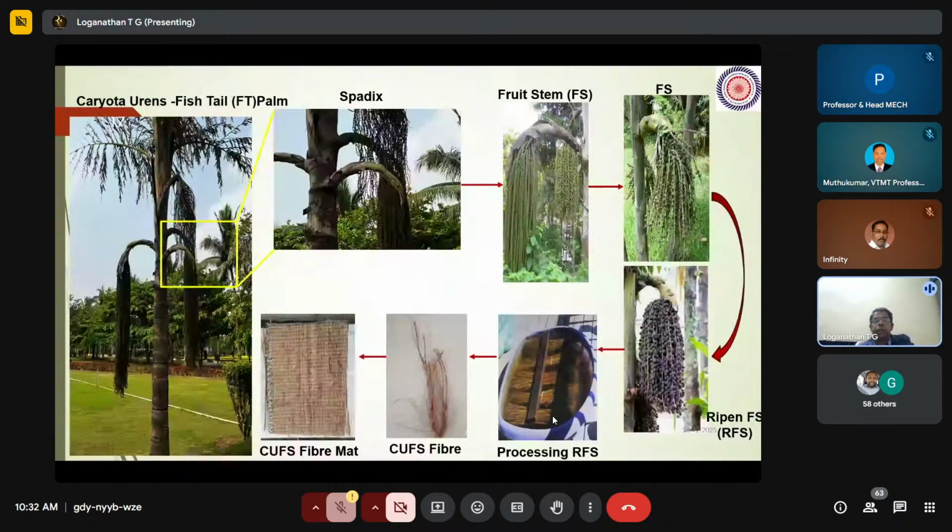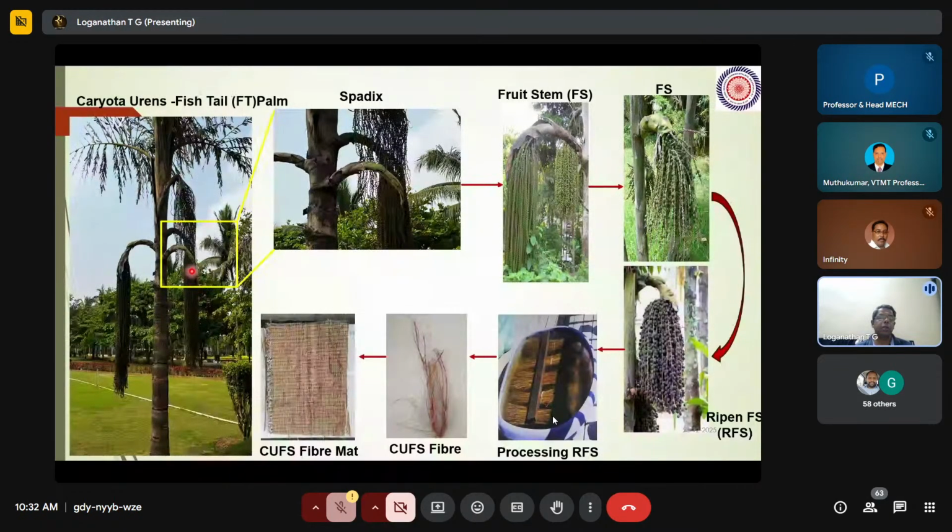And here I want to present one of the works which we did in our campus. This plant most of us would have seen in the garden, which is conventionally called fishtail palm, but biologically it is called Caryota urens. So we were wondering about this fruit stem.